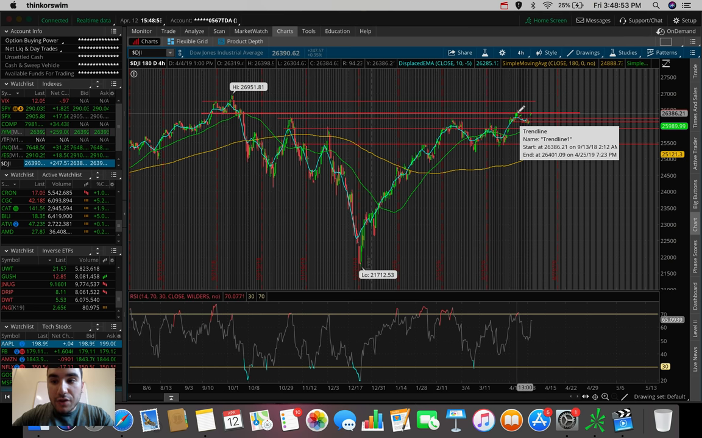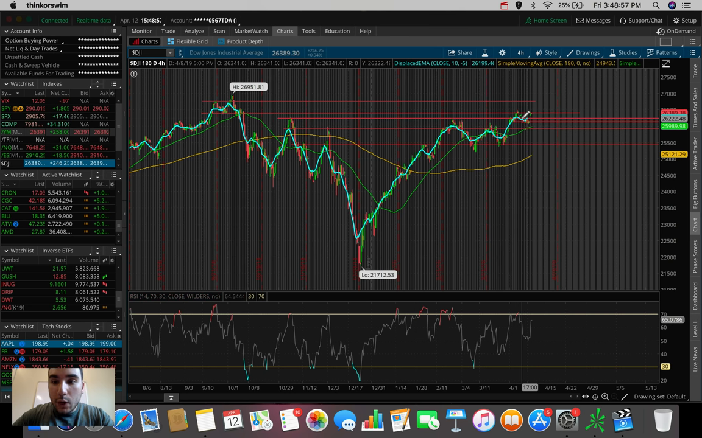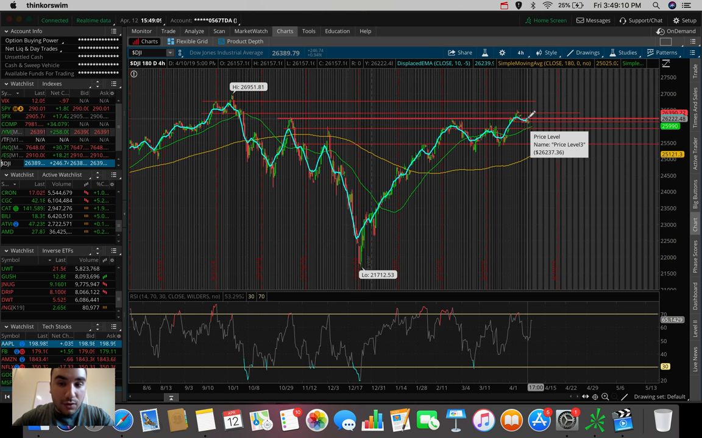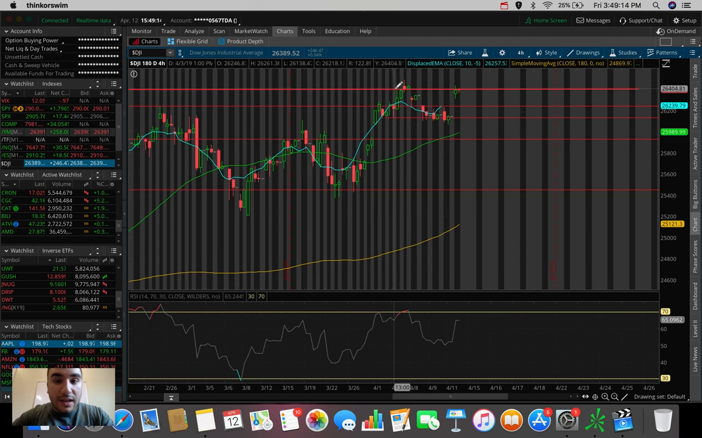We got the rejection there at 26,400 on the Dow Jones. We sold down and broke the $26,200 level of support. We ended up testing the $26,100 level yesterday. And with today's pop, we broke out of the $26,200 level of resistance. Now we're trending right below this level yet again, guys.